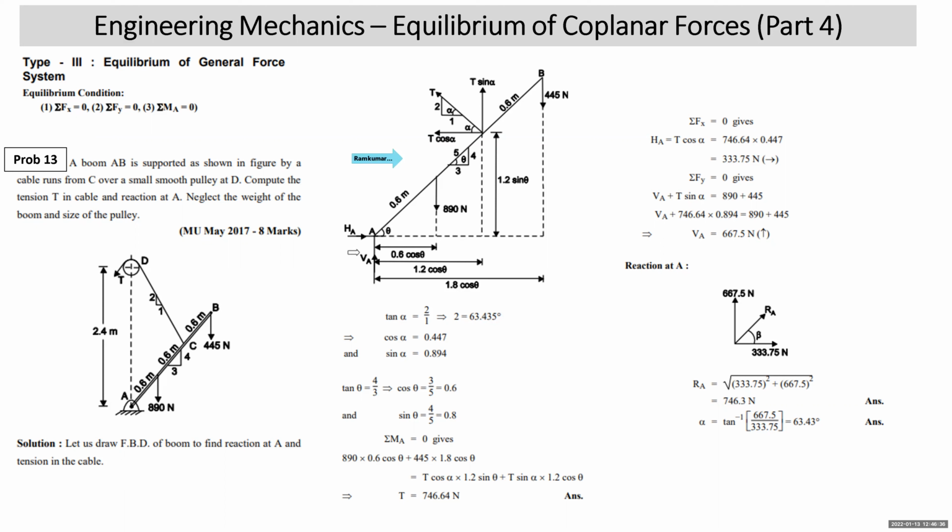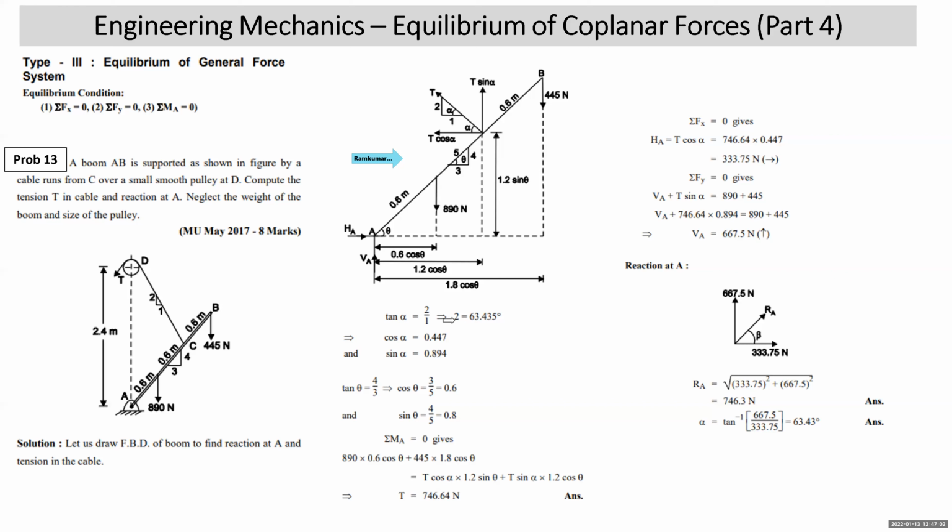There will be two reactions at A, HA and VA, as there is a hinge support at A. 890 Newton is vertically down, we have shown. 445 is vertically down, shown. Then at point C, you have tension T. This tension T is inclined, its slope is defined by a right angle triangle where 2, 1 is defined. So we take tan alpha is 2 by 1, and you get alpha.